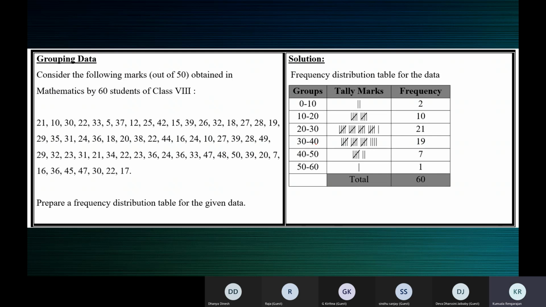The next class interval is 10 to 20. After 0 to 10, it is 10 to 20. And 11 will be included in 10 to 20, in which case you don't need the class interval 0 to 10.